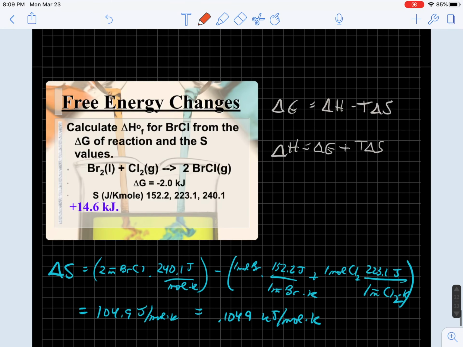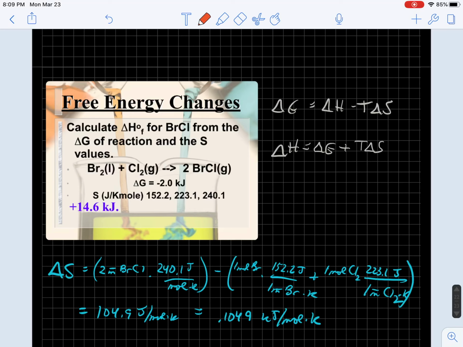Now the last one is interesting. They asked for delta H naught of formation for bromine chloride. That's important here because they're not actually giving you the values for delta H of formation. They give you the delta G for that condition, and they give you the entropy values. So normally we'd say, all right, delta G is the Gibbs equation, delta H minus T delta S.